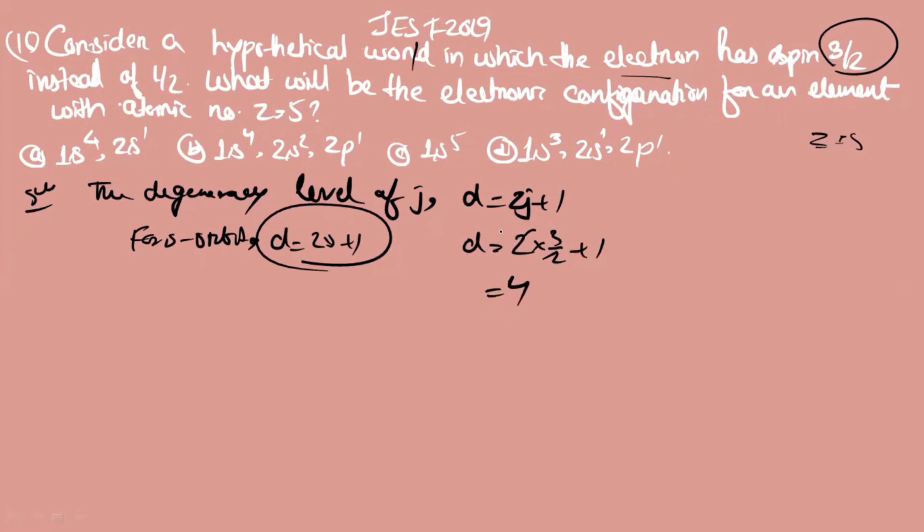So if the degeneracy is equal to 4, then directly the configuration will be 1s4 and 2s1, because wherever you have degeneracy 4, these are the electrons. If you see here, the others are not done. So you will have only option A. So the correct option is option A.